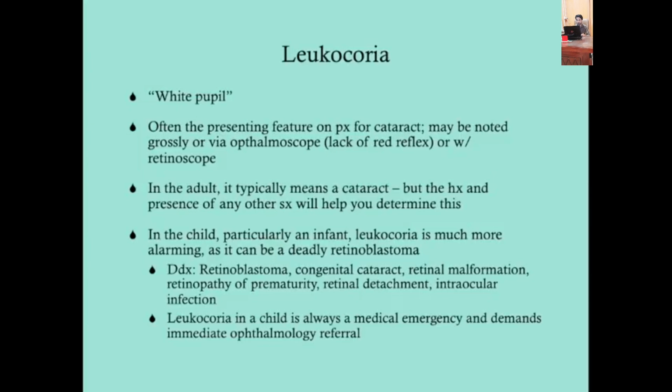Other things that leukocoria can be is a congenital cataract, and that is the number one cause of leukocoria in children. Retinal malformations, retinopathy of prematurity, which of course you're going to see in premature babies, particularly under 30 weeks of gestation. Retinal detachment, and intraocular infections. And as I've mentioned, leukocoria in a child is always a medical emergency and demands immediate ophthalmology referral.